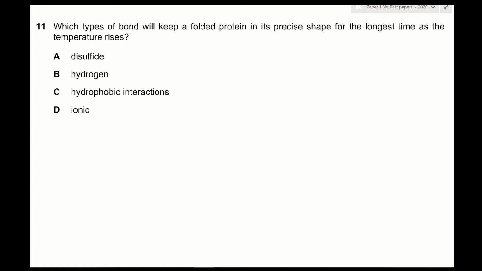Question number 11. Which types of bond will keep a folded protein in its precise shape for the longest time as the temperature rises? Now we all know, by the way, that it's asking for the most stable or the strongest bond that can withstand temperature changes. Therefore, it's definitely going to be a covalent bond, and the only covalent bond we have here is the disulfide bond. Covalent bonds are formed by the sharing of electrons, therefore they are the strongest. Also, peptide bonds are covalent bonds, therefore they are the last to break when temperature rises. Therefore, the answer is going to be A.